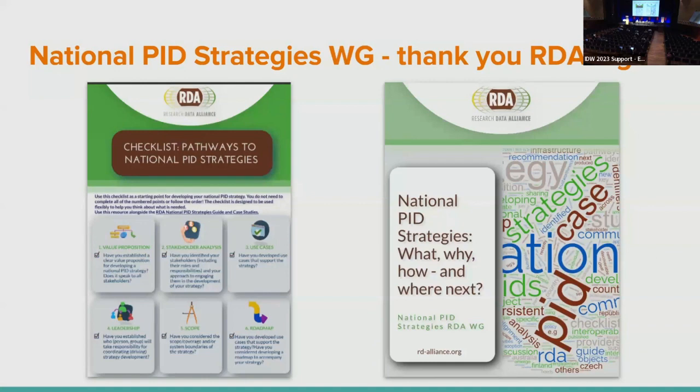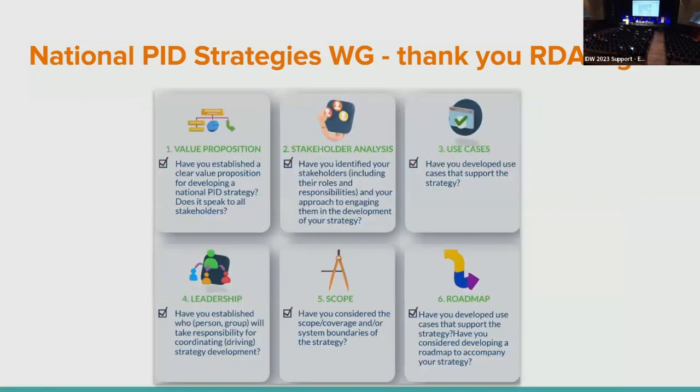You can see those there. And the checklist, for example, has 15 points. So it goes through a value proposition, stakeholder analysis, use cases, leadership, scope, a roadmap, vision, funding, consultation, working groups, submission process, a communications plan, benchmarking, monitoring, and international engagement. And it's not that all of these need to be checked off, but they provide hints as to where others have found success and where you might start.